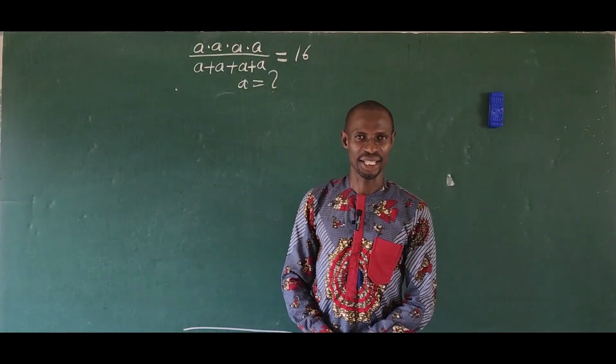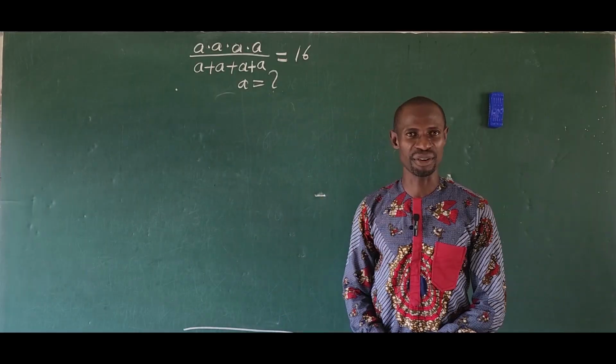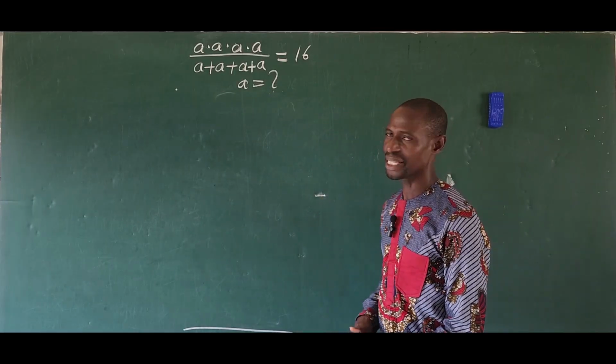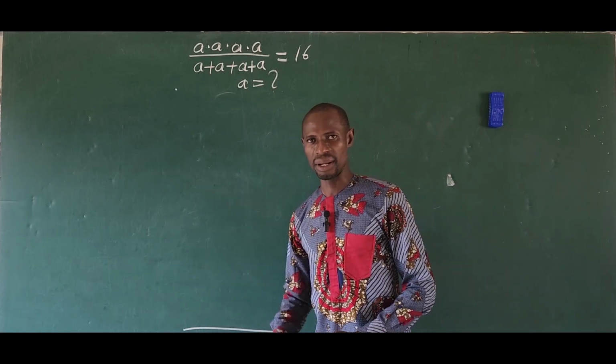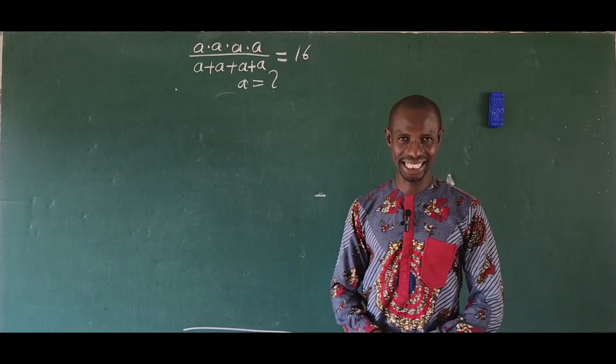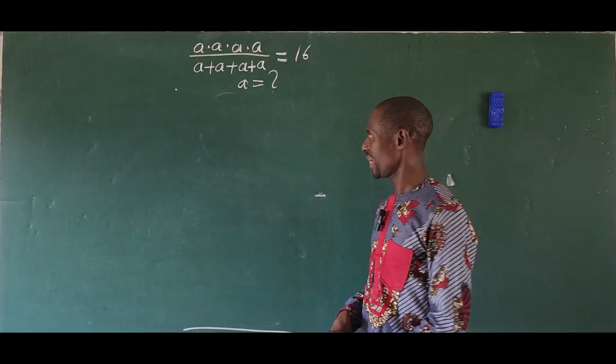Hello, welcome to today's class. We have an algebraic equation before us here. It's a nice one. The question is a times a times a times a all over a plus a plus a plus a equal to 16. What is the value of a here?